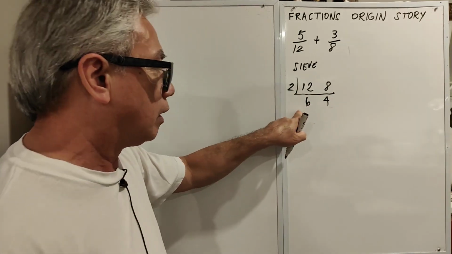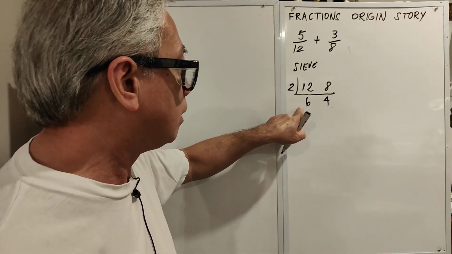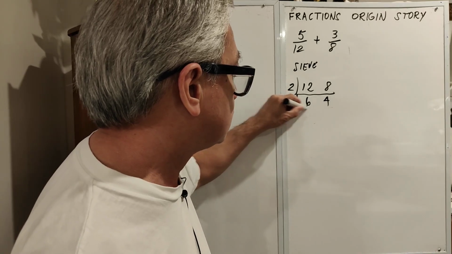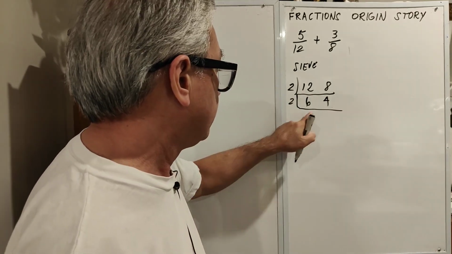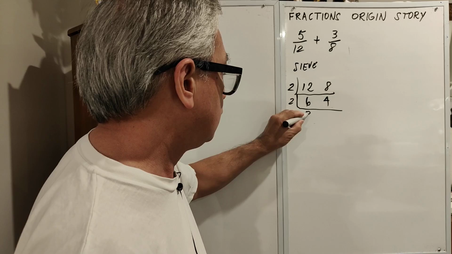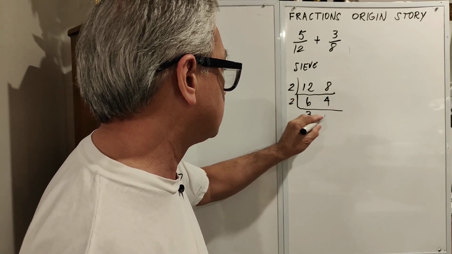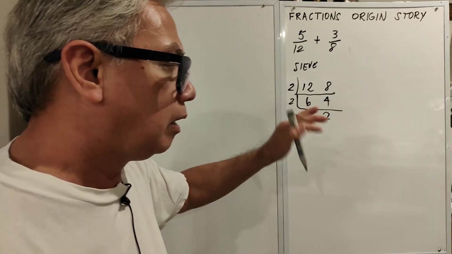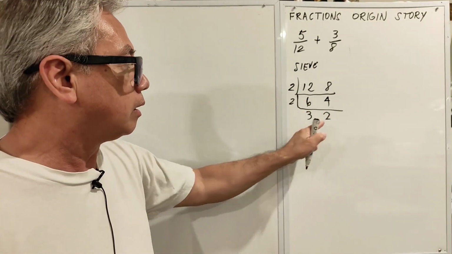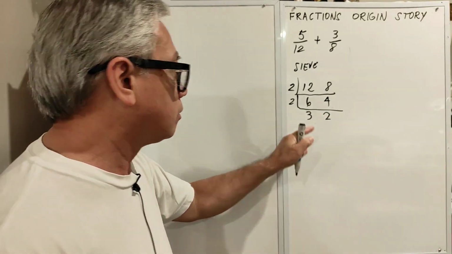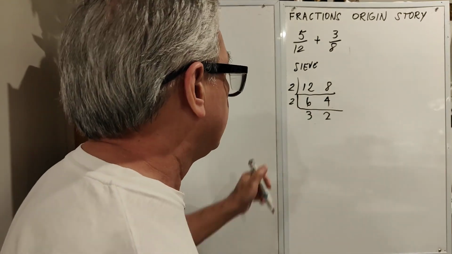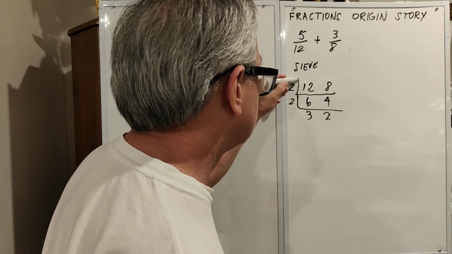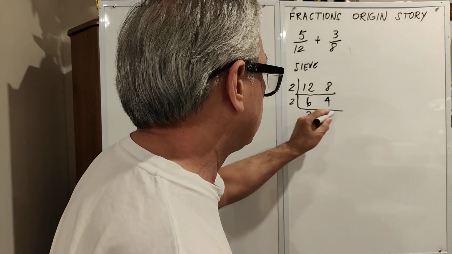Now, we still continue if we have a number that can be divided into both. They are still both even, so that can be divided by 2. 6 divided by 2 is 3. 4 divided by 2 is 2. And then 3 and 2, there's no more number that you can divide into them, so we can stop at this point. And then all the numbers outside this L, you have to multiply.